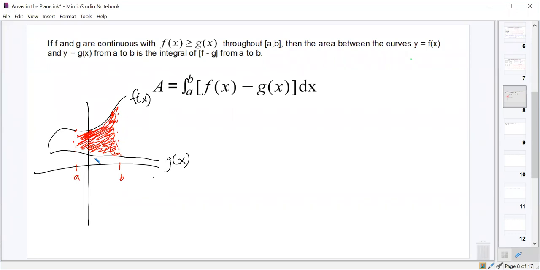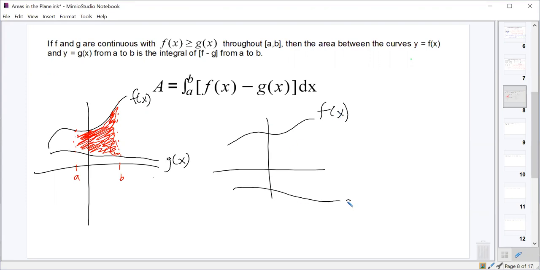So that's our goal. What if f of x is up here above the x-axis and g of x is down here below the x-axis? Does anything change?